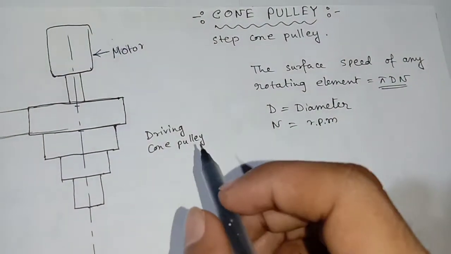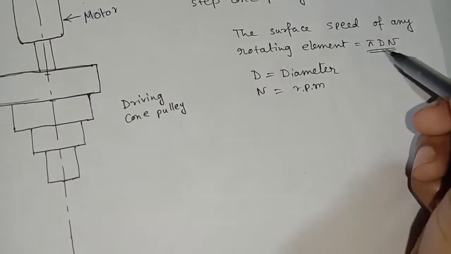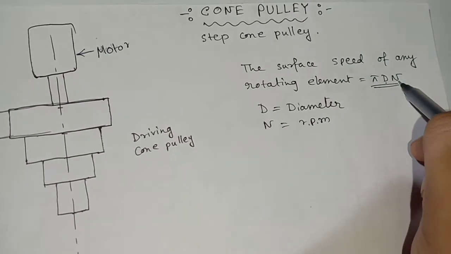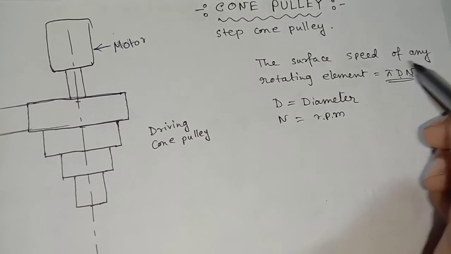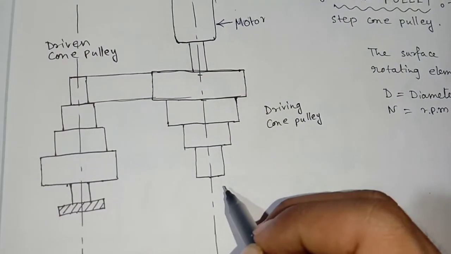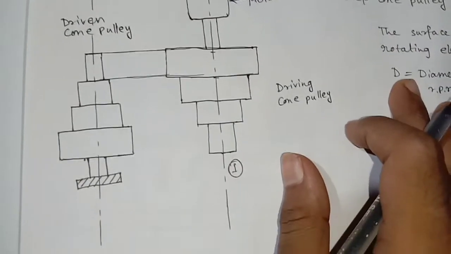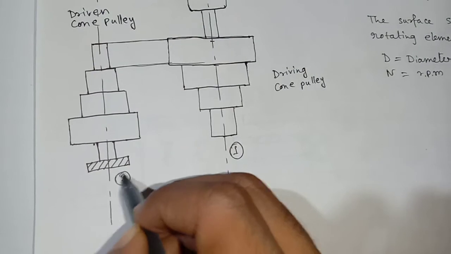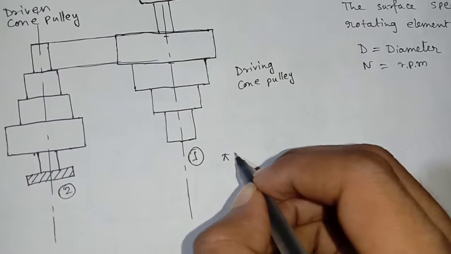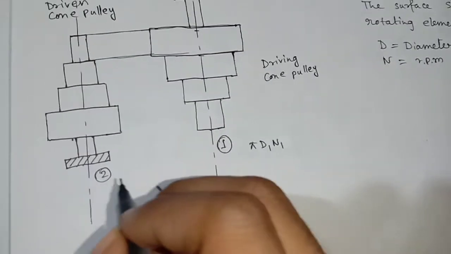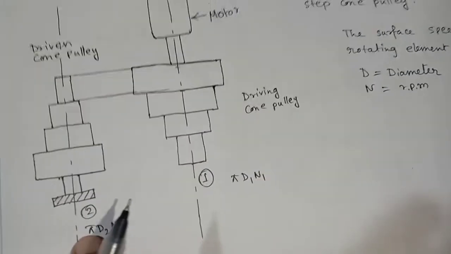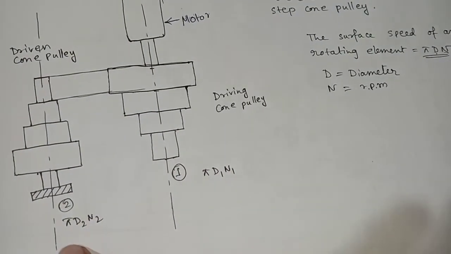Okay, so it is very clear that the speed depends upon the diameter of the rotating element and the speed of the rotating element. Okay, I can say this is number one cone pulley, and if I say this is number two cone pulley, then I can say here the speed produced is pi d1 n1, and here pi d2 n2.